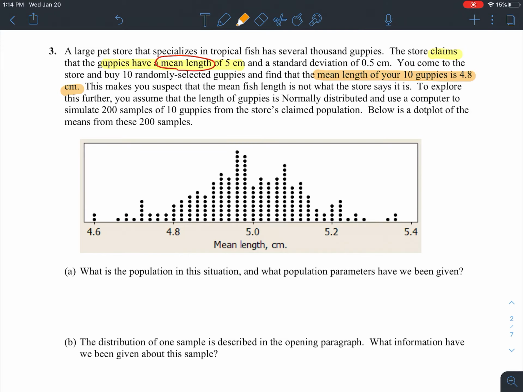So this is making you maybe a little bit suspicious of whether the true average fish length is maybe not what the store is suggesting. It feels like it's a little bit under. So we want to explore this a little further.